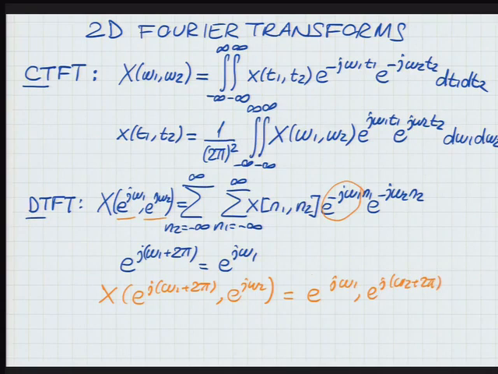Plus 2 pi, they're all the same things. So you have periodicity in both directions, both omega 1 direction and omega 2 direction, and they're equal to e to the j omega 1, e to the j omega 2. Okay? Identical property to 1D. Now periodicity exists in two directions.